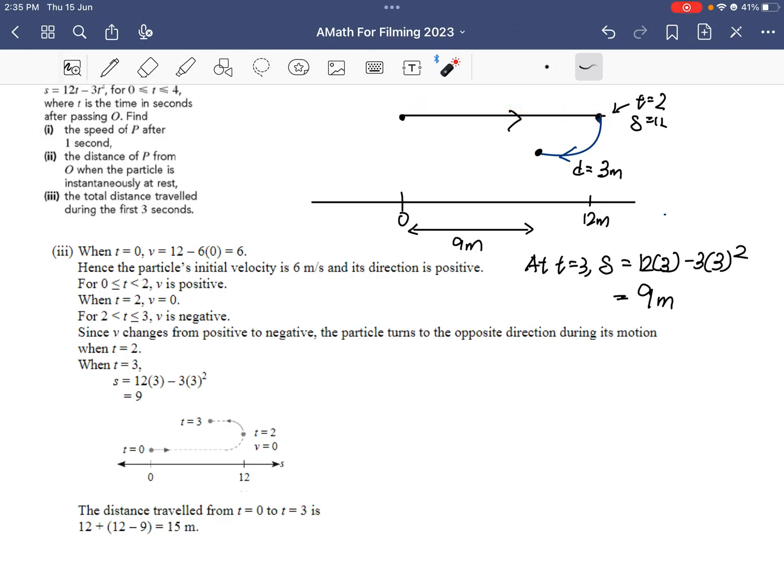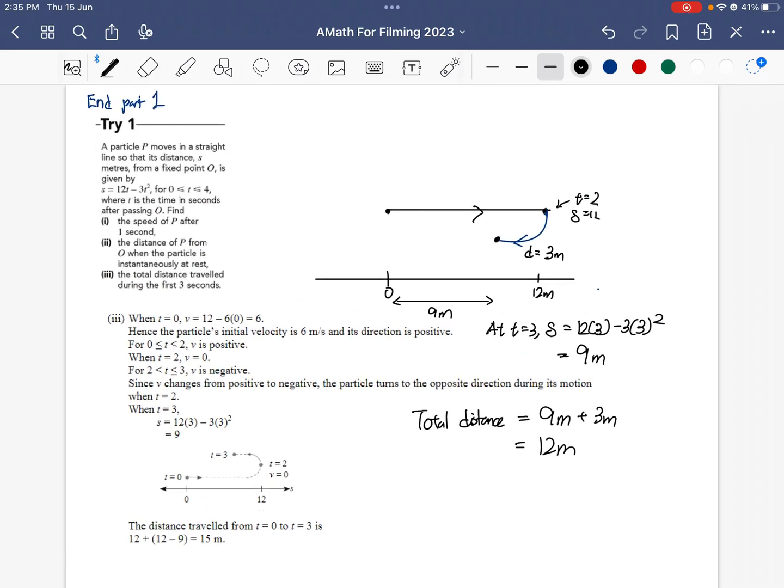Hence, the black color portion has traveled 12 meters. Then after that, it U-turns and goes backwards. This portion here is 3 meters. Hence, the total distance traveled is equal to 12 meters plus 3 meters, which is 15 meters. All right.